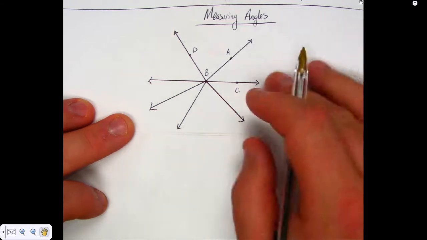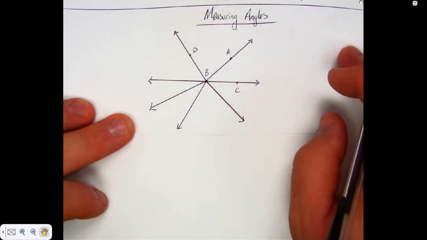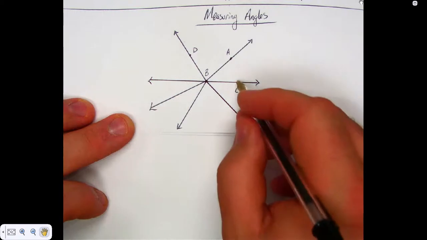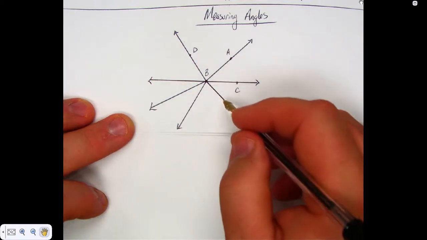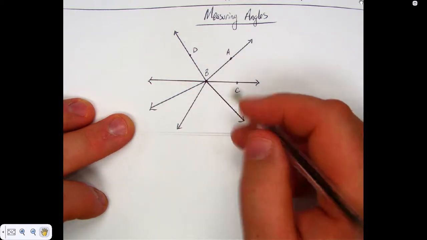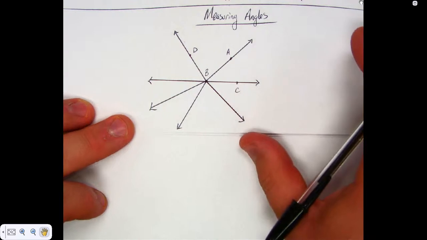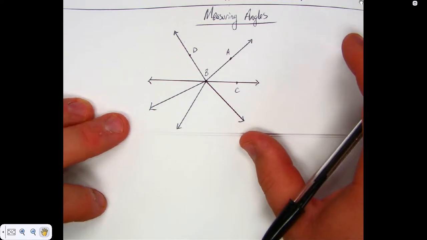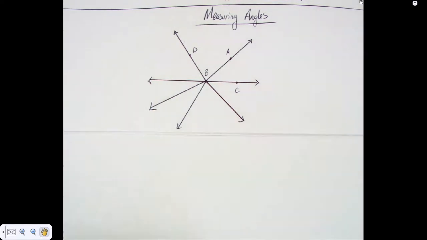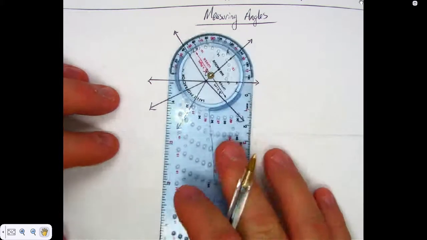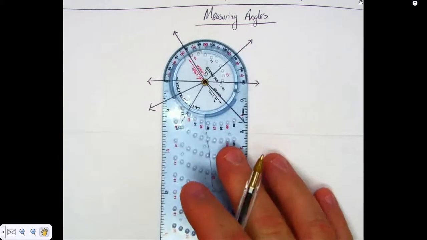We measure distance along a straight line, do we not? So we're going to measure angles along a circle. The concept is the same, it's just the method we use for it is different, and the units. So we're going to use degrees. Now, use a protractor for this. I'm going to zoom in here.